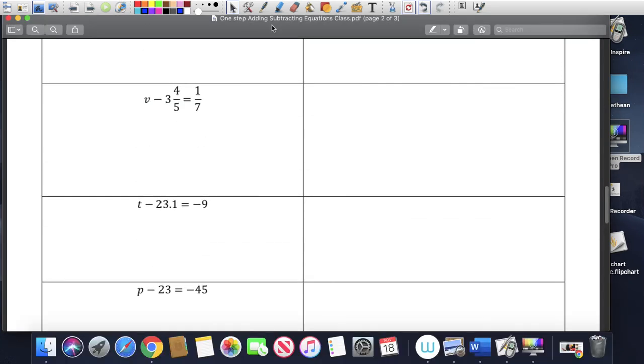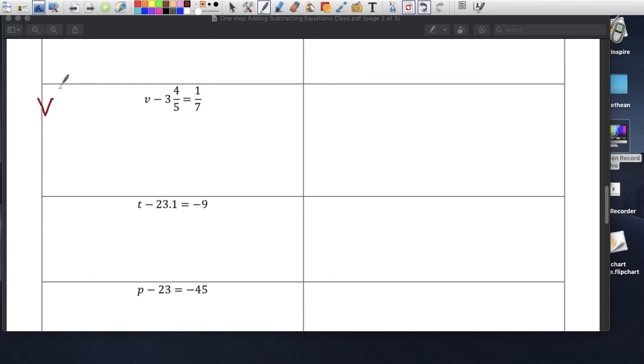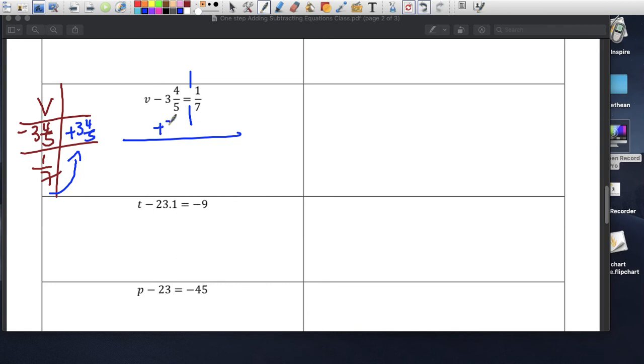Another fraction. So v is my variable. V minus 3 4/5 is going to give me 1/7. So going backwards, the inverse operation, I'm going to add 3 4/5 to both sides. So let's do that. Plus 3 4/5, and then plus 3 4/5 on that side. These two cancel out. V comes down.